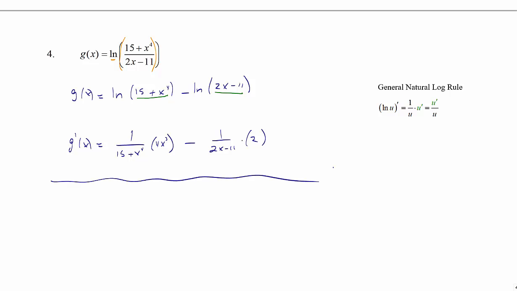And again, I just want to say that another way of remembering the log rule is to just say u prime over u, in which case we would have gone straight to the derivative of u, so 4x to the 3rd, over u, 15 plus x to the 4th, minus, and then the second one, the derivative of u, so the derivative of 2x minus 11 is 2, all over u, so 2x minus 11. Like I said, I think this is a little more compact, looks a little nicer, and it's already simplified. But the choice is yours.